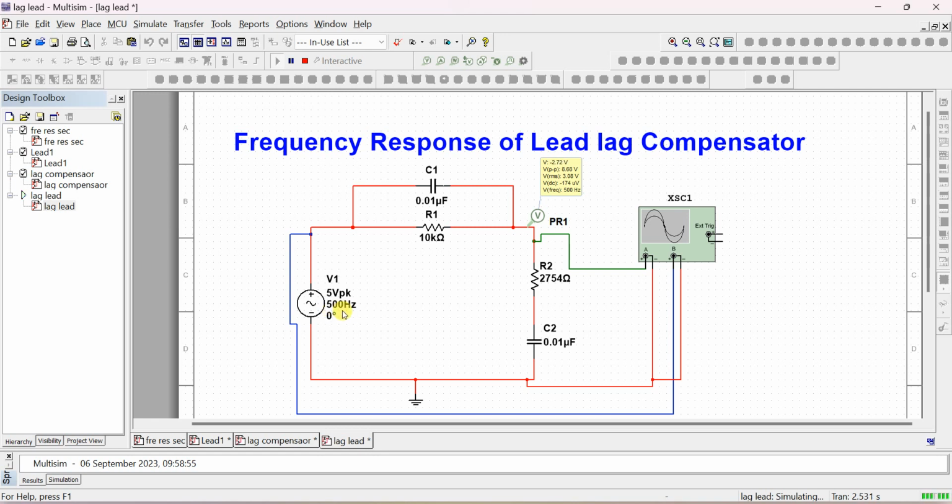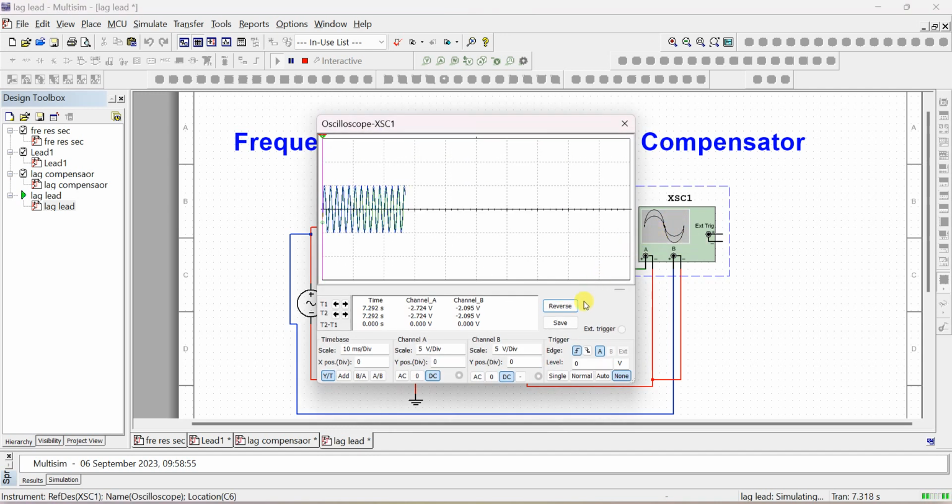At that particular frequency, what is the output we are getting in the oscilloscope? You have to check. So you can see here, there is a little bit of phase shift between input and output now. Okay, now you have to click A slash B. That is channel A versus channel B, voltage versus voltage. Output voltage versus input voltage. So you're going to get this. This is called Lissajous pattern.